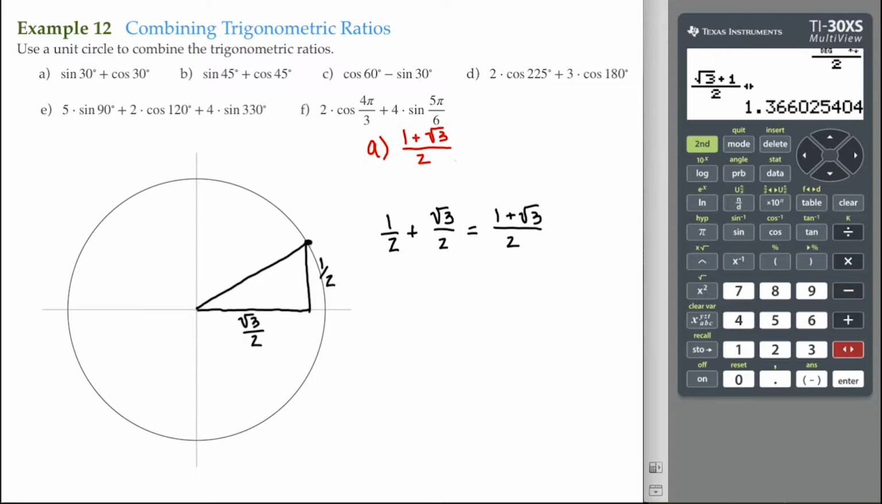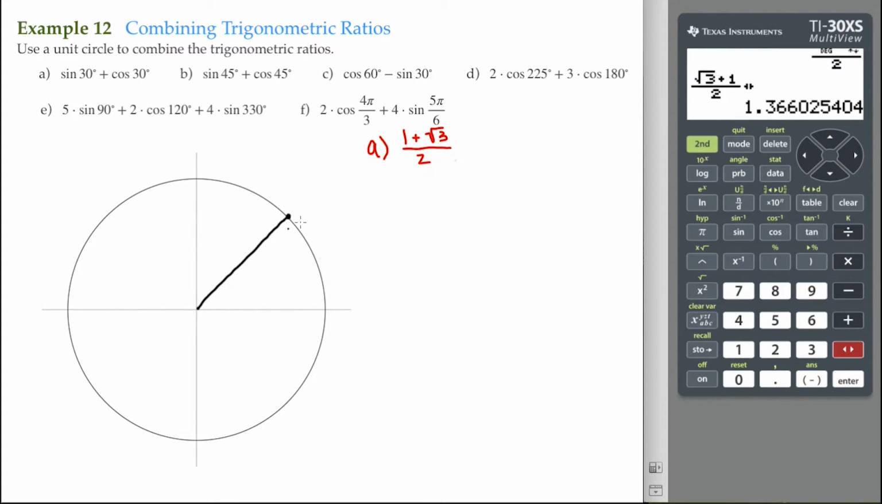So we'll move on to B. So B is the sine of 45 degrees plus the cosine of 45 degrees, similar to A. Here's our 45 degrees here. And again, this is going to make our special right triangle, our 45, 45, 90 special right triangle. The pattern for a 45, 45, 90, this is the square root of 2 over 2. And this is the square root of 2 over 2.